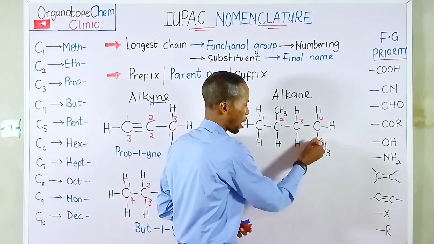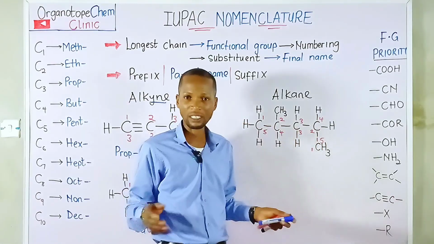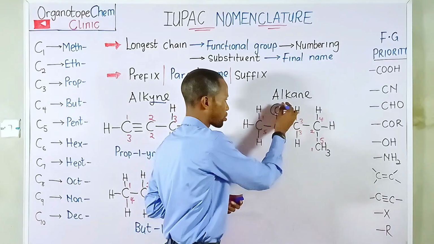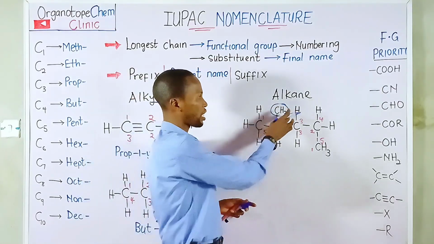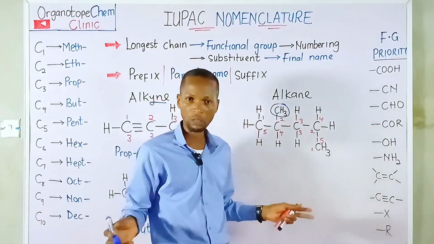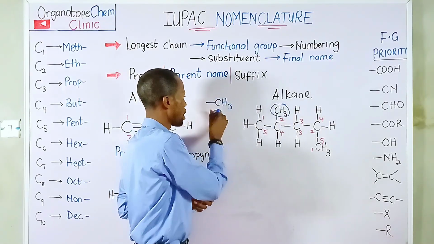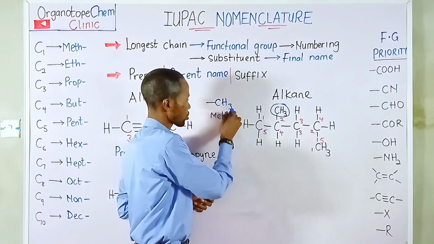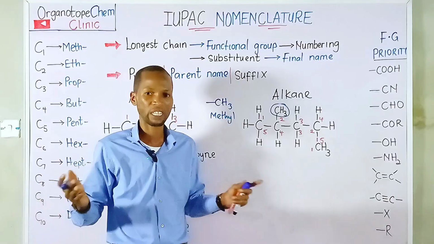Then we can have 1, 2, 3, 4, 5. Okay, you can see that I did not number this carbon atom, so it is not part of the longest continuous carbon chain. Therefore, it will be treated as a substituent group. The substituent attached group CH3 is known as what? A methyl group. Okay, so a methyl group is one hydrogen less compared to the alkane.